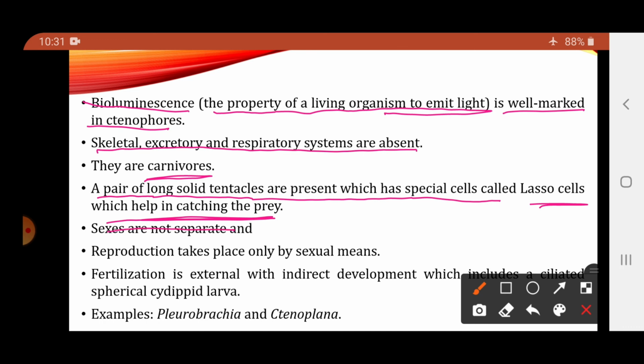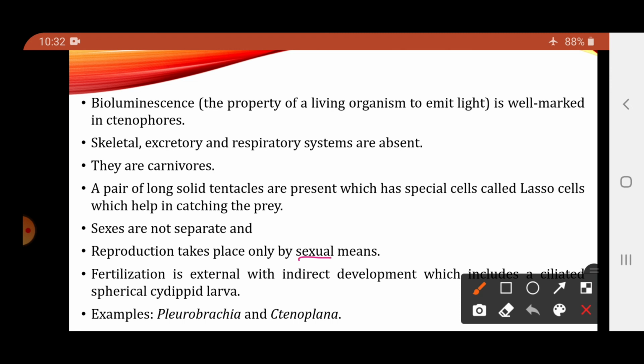Sexes are not separate, that is, they are bisexual animals, hermaphrodites. Reproduction takes place only by sexual means. So which type of reproduction? Sexual reproduction. Fertilization is external, that is, outside the body. Development is indirect, that is, there is a larval stage. They develop a ciliated larva, and the name of the larva is cydippid larva.